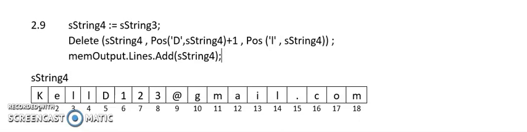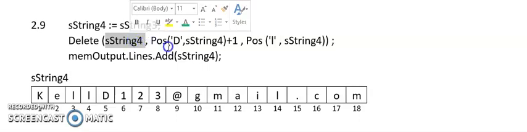Right, let's look at 2.9. String 4 is assigned the value of S3, so essentially it's got the same value. And wow, there's a very long delete going on over here. Okay, so it's deleting from the string. Let's try and sort everything out just slowly.